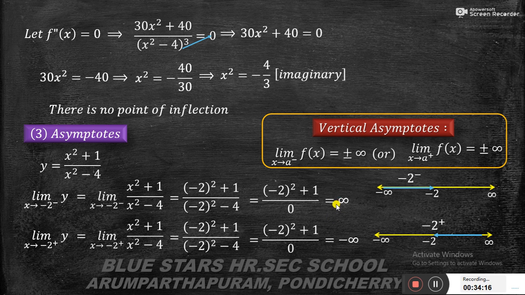So here we write the infinity. Next, limit x tends to minus 2 plus. Minus 2 plus represents the right limit. So limit x tends to minus 2 plus of the given function x square plus 1 by x square minus 4. I substitute x equal to minus 2: (minus 2) whole square plus 1 by (minus 2) whole square minus 4. Minus 2 whole square is 4, 4 plus 1 is 5, and 4 minus 4 is 0. So the numerator is 5, the denominator is 0. So 1 by 0 is infinity.